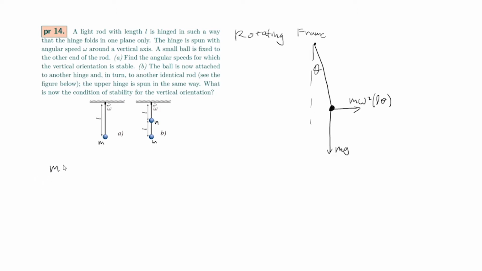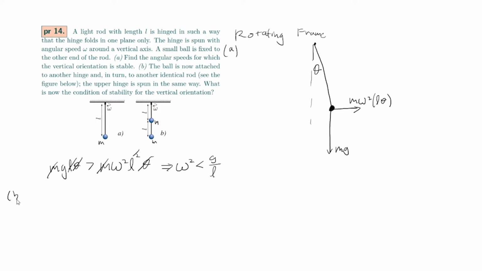So we have mg L theta is greater than, and the moment arm here to lowest order is just L, so it's greater than m omega squared L squared theta. So we can cancel theta, L, and m, and that gives us omega squared is less than g over L. So that's part A, pretty simple. Or pretty simple once you get the idea.